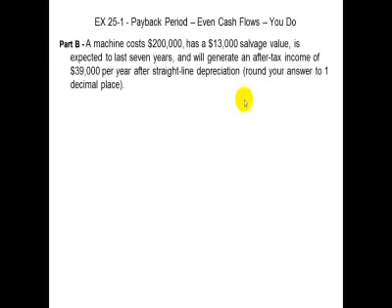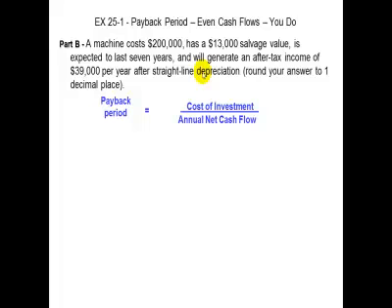Part 2, or Part B. A machine costs $200,000, has a salvage value of $13,000, is expected to last 7 years and will generate an after-tax income of $39,000 per year after straight-line depreciation. So we're trying to find the cash flow under that scenario.